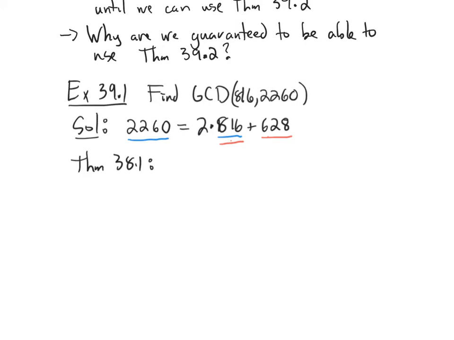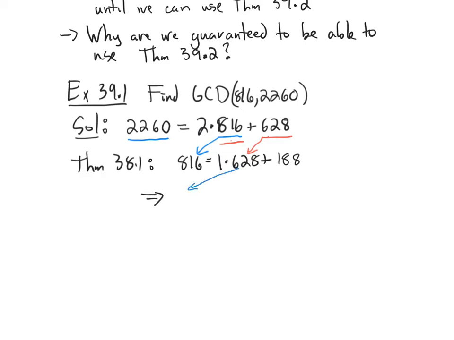So we get that 816, well, it's one copy of 628 with a remainder of 188. And we keep going. Basically what we're doing is our divisor becomes our new dividend, and our remainder becomes our new divisor. So we just keep going like that.